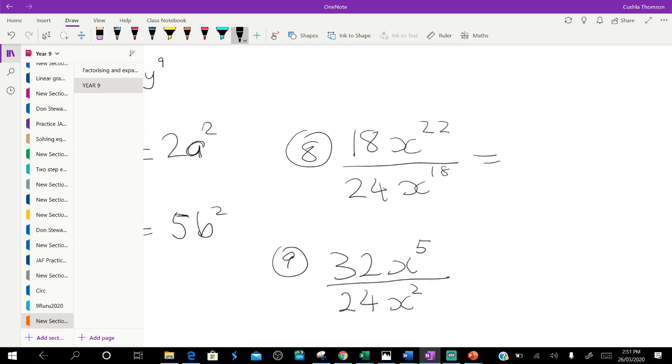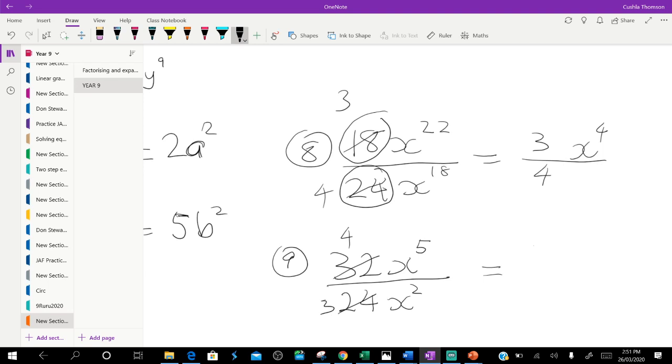Not as easy, right? It's going to be something with x to the power of 4, but here I have to divide out my common factors. So this is lots of practice at fractions. So the common factor here is 6. So we take the 6, divide the 6 out, and we get 3 over 4. So we end up with 3 over 4 x to the power of 4. This one here, we've got an 8 common factor and an 8 common factor. So we've got 4 over 3. And we subtract the powers and we get x cubed. Okay?